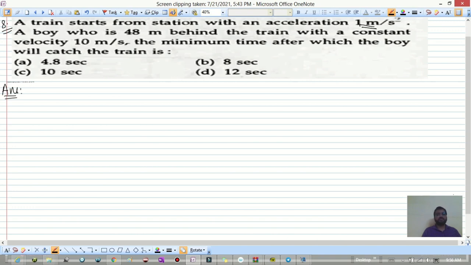Next, a train starts from a station with an acceleration of 1 meter per second squared, and a boy who is 48 meter behind the train runs with a constant velocity of 10 meter per second. The minimum time after which the boy will catch the train will be. Okay, so this is the boy moving with constant velocity of 10 meter per second, and the train has just started with an acceleration of 1 meter per second squared, and the velocity is 0. That means just started.